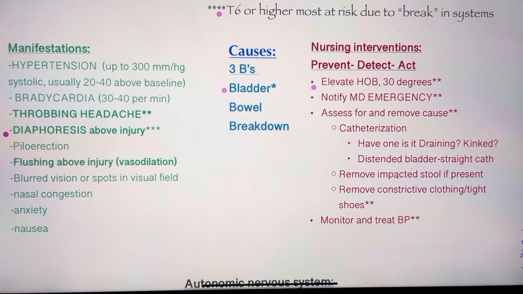So that could either be a catheter to remove the urine. If they do have a catheter, is it draining? Is it kinked? If they have a distended bladder, you could straight cath them to remove that urine. You would remove impacted stool if it's present. You would remove constrictive clothing or tight shoes. And then you would obviously want to monitor and treat that blood pressure because the blood pressure is going to be what is so dangerous.